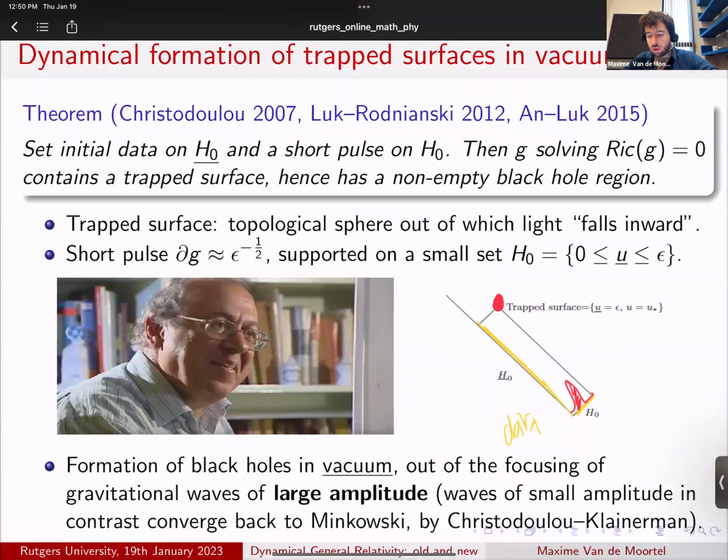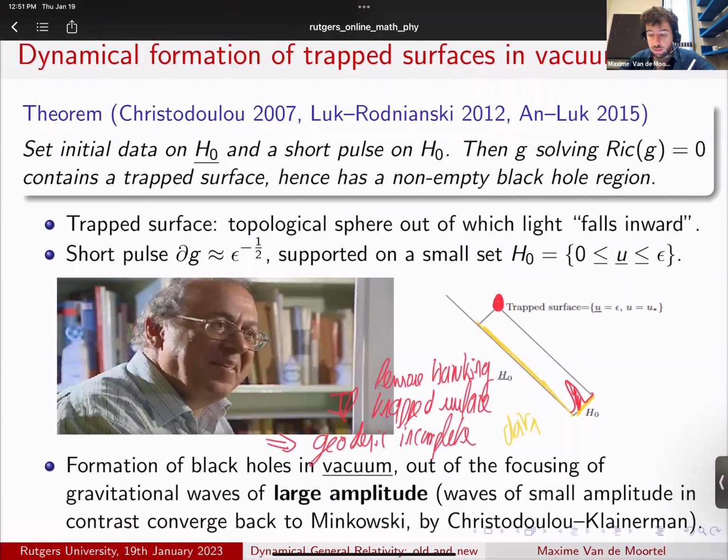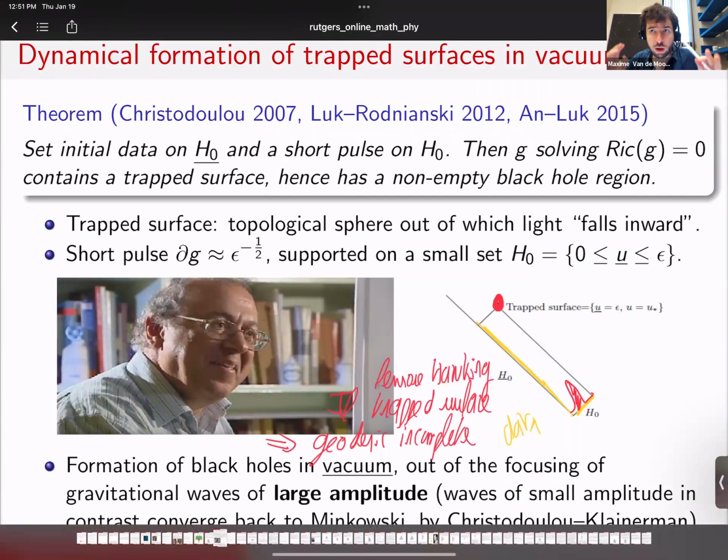So the Penrose result is completely different. What Penrose and Hawking tell you is that if you already have a trap surface, then you have geodesic incompleteness. You have one geodesic that does not terminate. Remember stability of Minkowski: all geodesics are complete. So that already means you can't make a black hole Minkowski-like just by perturbing it. That's what it says.